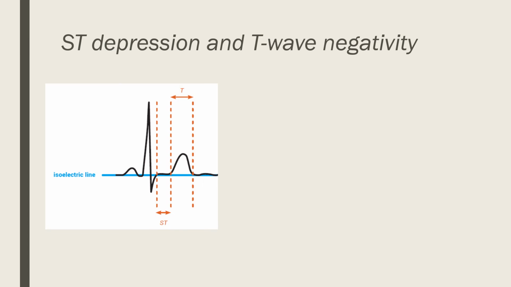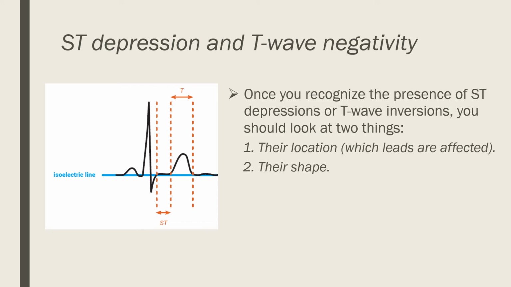You know that the ST segment is the segment between the end of the QRS and the beginning of the T wave. And the T wave shown in this figure is positive. Once you recognize the presence of ST depression or T wave inversions, you should look at two things. First, their location, which leads are affected, and second, their shape.